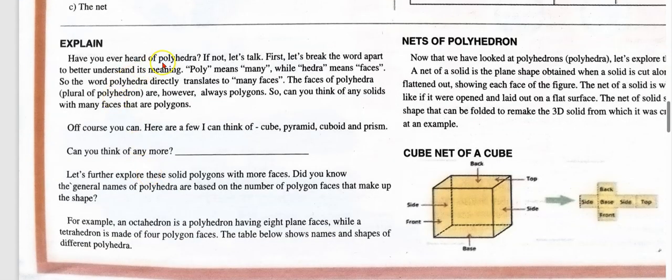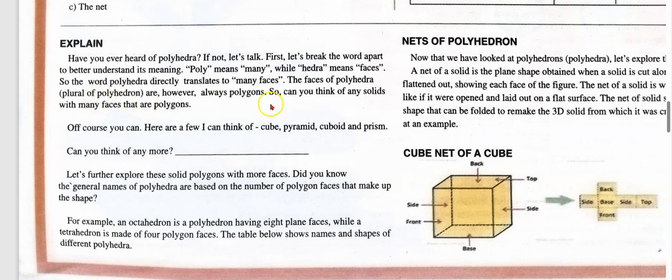Have you ever heard of polyhedra? If not, let's talk. First, let's break the word apart to better understand its meaning. Poly means many, while hedra means faces. So the word polyhedra directly translates to many faces. The faces of polyhedra, plural polyhedron, are, however, polygons.